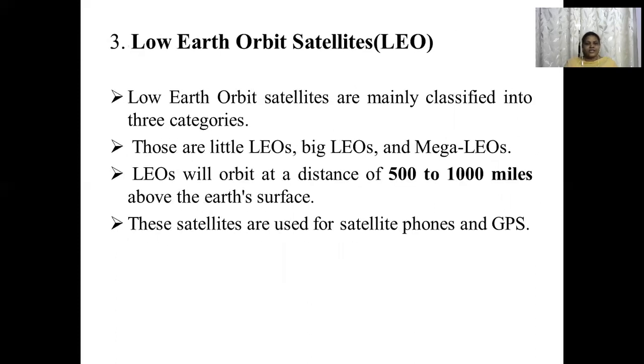Coming to the last one, that is low Earth orbit satellites, LEOs. Low Earth orbit satellites are mainly classified into three categories: little LEOs, big LEOs and mega LEOs. Now LEOs will orbit at a distance of 500 to 1000 miles above the Earth's surface. Depending upon little to mega LEOs, the range is considered as 500 to 1000 miles above the Earth's surface. And these satellites are mainly used for satellite phones and GPS.